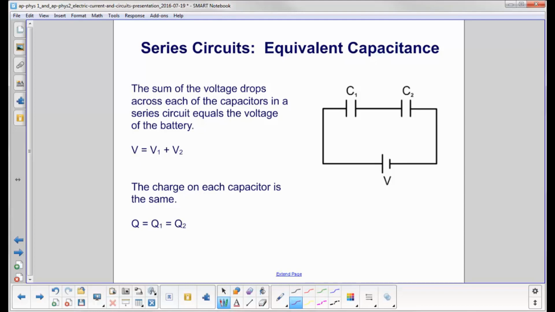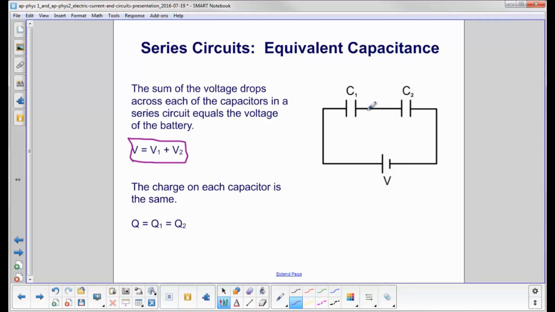The sum of the voltage drops across each of the capacitors in a series circuit equals the voltage of the battery. It's kind of like Kirchhoff's law, as a matter of fact. You start with a V here, and then you transfer some energy into the capacitor here, some energy here, and when you're all done, you come back with zero on this side, zero potential. So V is going to equal V1 plus V2.